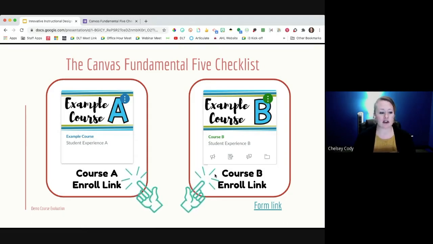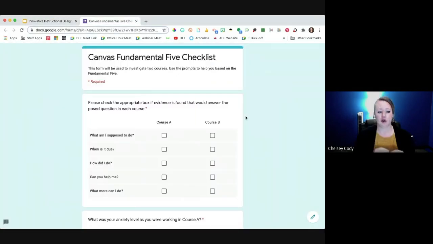You will see that they are designed differently, covering similar material, not exactly the same, but maybe you have two teachers, two different campuses, two different teams, but they have both designed courses. As you're going through these courses, you are going to be using this Google form to do some evaluation. So thinking about those fundamental five, which you can come back and look at these slides as you're going through, starting with course A or starting with course B, you're going to look for those questions. What am I supposed to do? As a student, can I understand easily what I am supposed to do on that day? When is it due? How did I do?